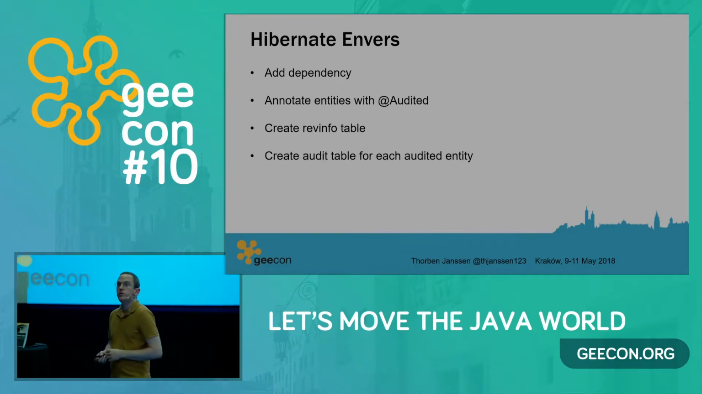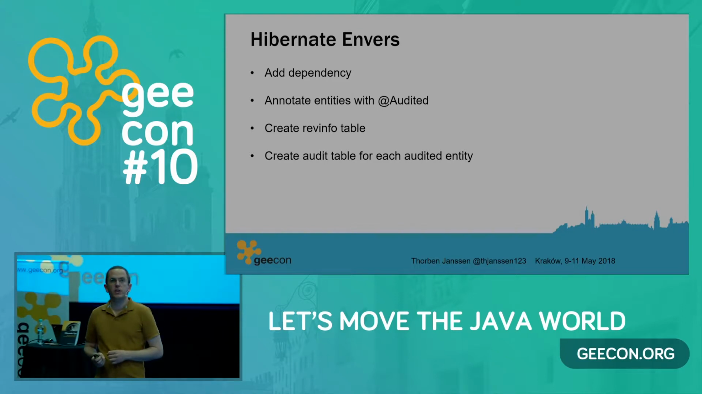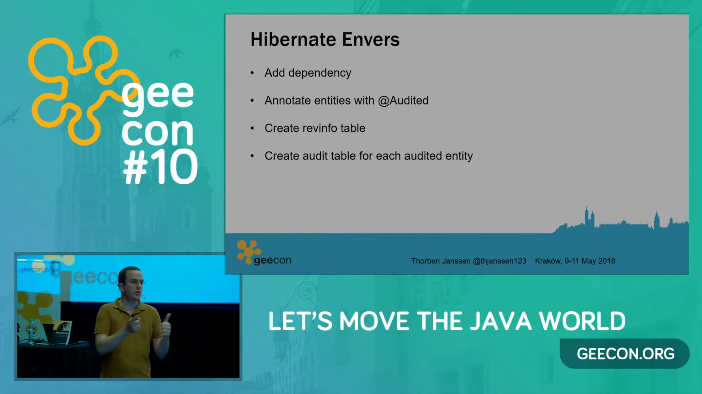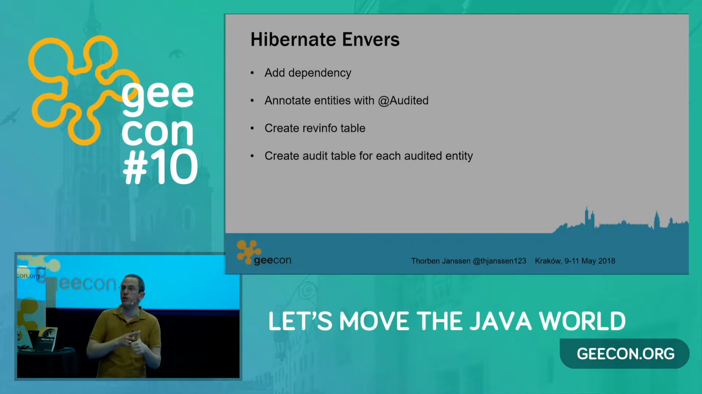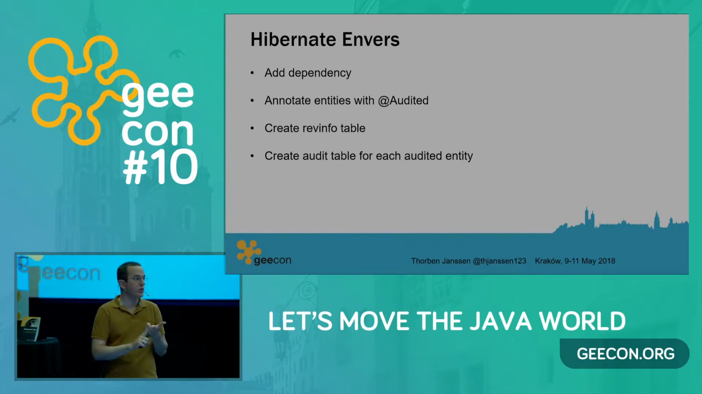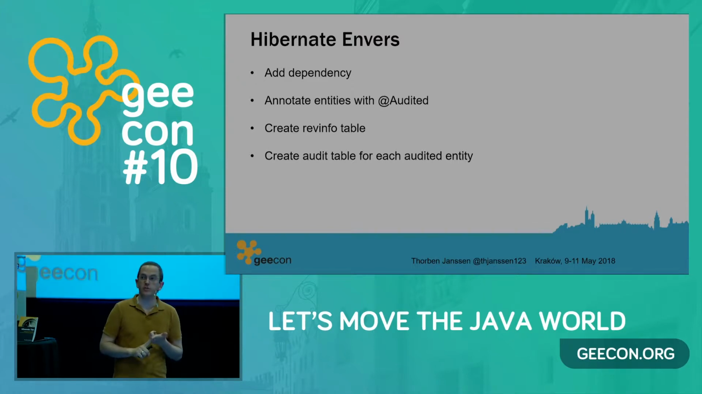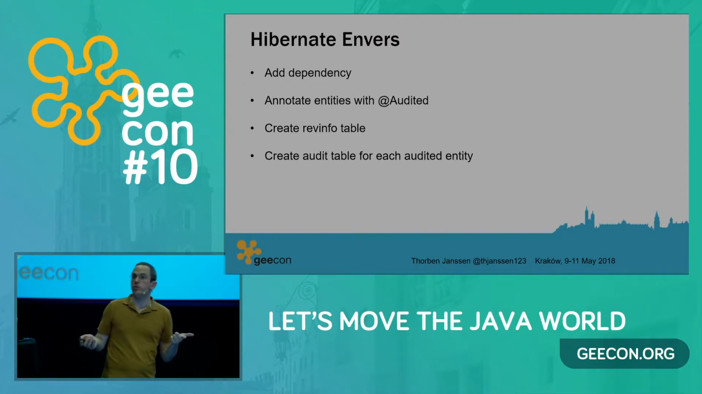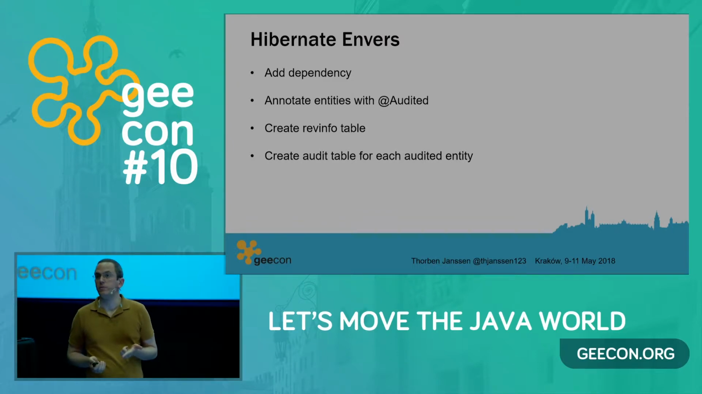So what do we need to do to add Envers to our project? Not a lot. We need to add the dependency. Well, that's not a big surprise. Then we need to annotate our entities that we want to audit with the audited annotation. And that's all that we need to do on our Java code.